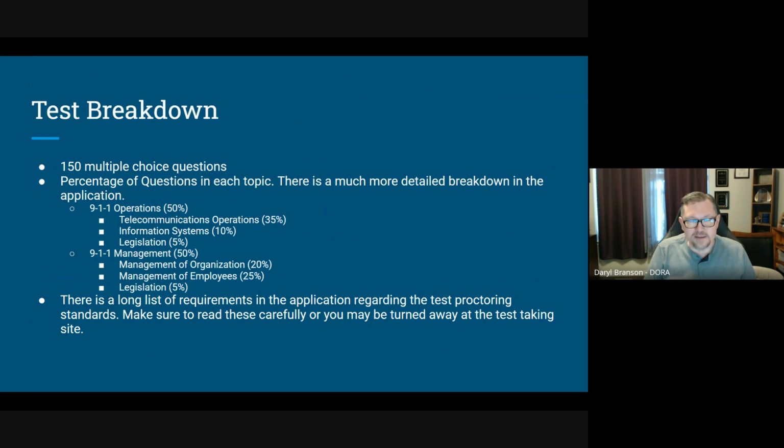And then I want to point out, I didn't list it all here because it's very long, but in the application form itself, there is a long list of requirements regarding test proctoring standards. Make sure to read those carefully, or you may actually be turned away at the test taking site. Some of the things that were in there: don't wear long baggy sleeves. Why? Because some people might try to keep cheat materials up their sleeve or something. So it's all about making sure that everybody is taking the test with their own knowledge, not bringing any materials in with them. So just make sure you read those requirements and the proctoring standards carefully so that you don't get turned away when you show up at the test site.